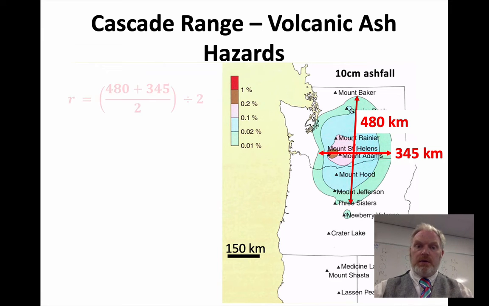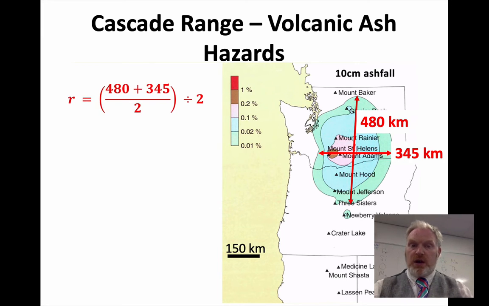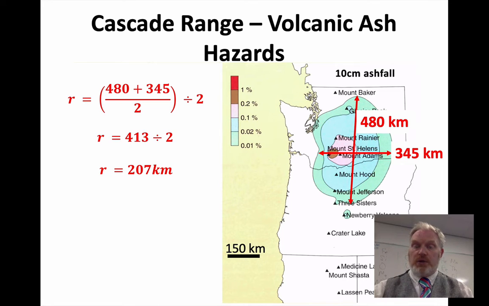If we then work out our average, first of all, our average diameter, that's 413 kilometres. Remember, we're working to three significant figures all the way through here. If we divide that by 2 then to get the radius, that gives us an average radius here of 207 kilometres.